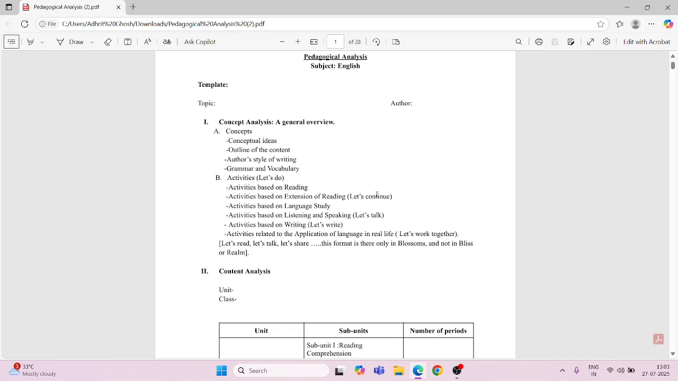So we write this way: concept analysis, a general overview, where we first enlist the basic concepts, the outline of the content, the author's style of writing, everything, and then the activities to be done based on the exercises given at the back, or you may construct them on your own.